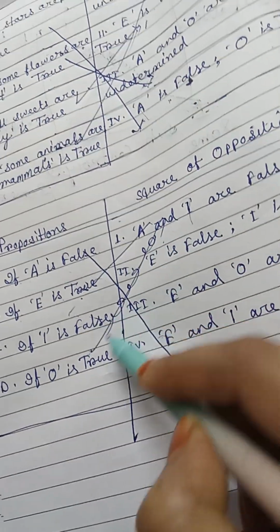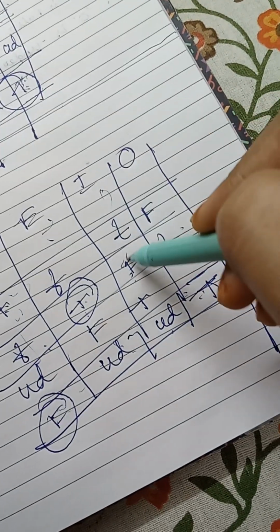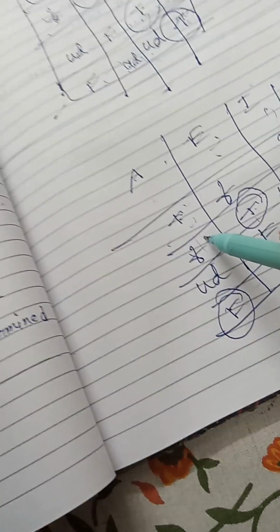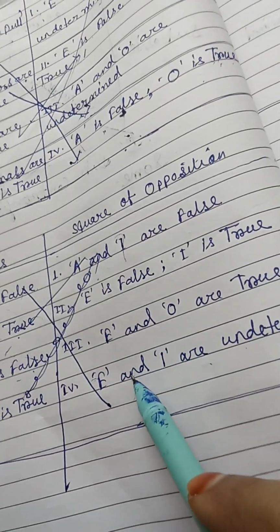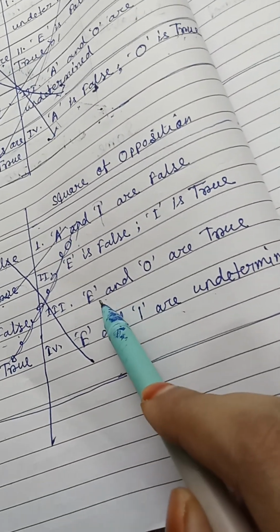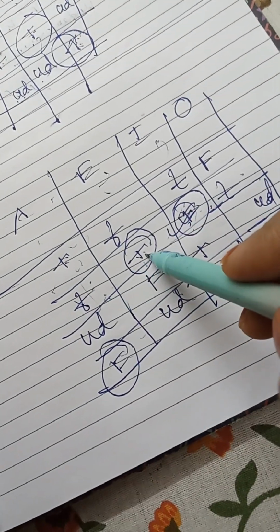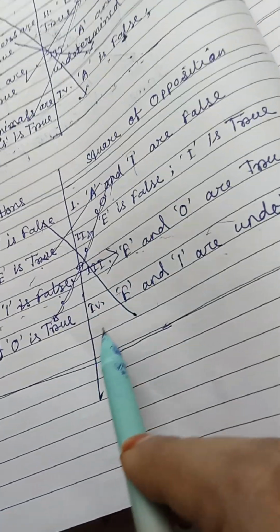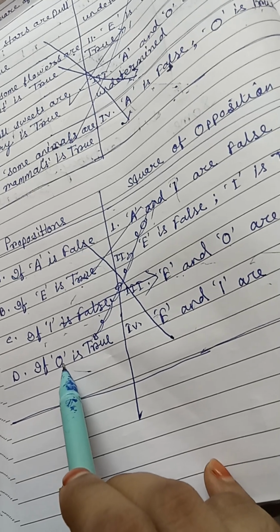Now if I is false, where is the room of I? I is false. Okay, then if I is false, then A, E, O. E and O are true. Okay, E and O are true. Yes, it's matching. Okay, and the last one is what?